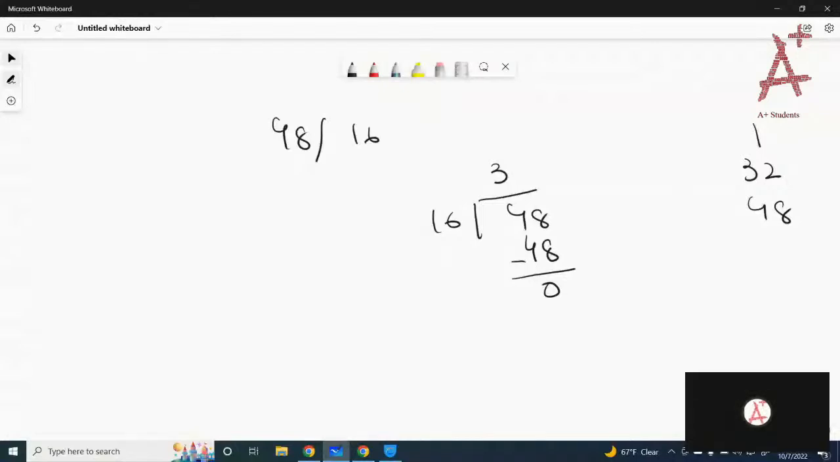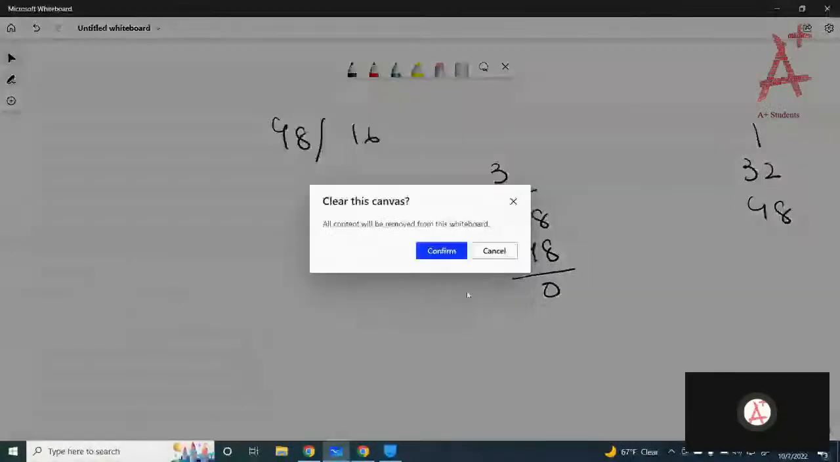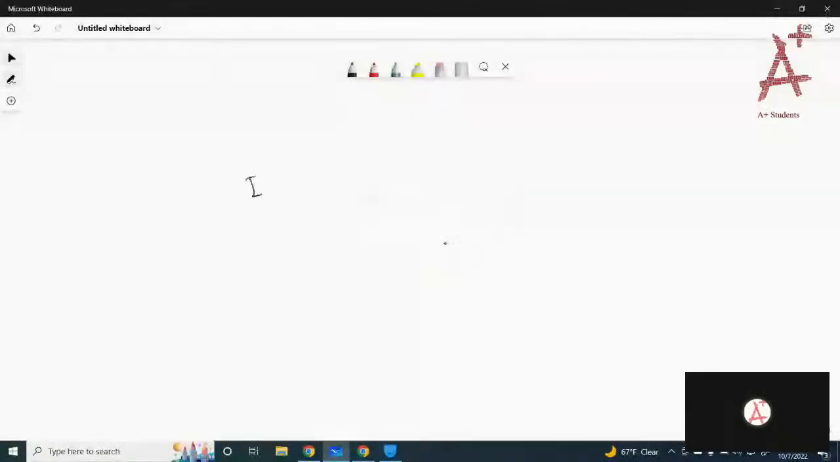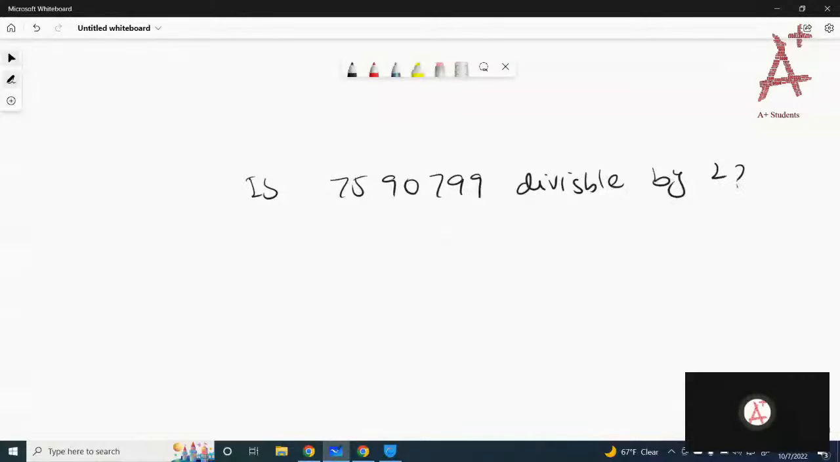Okay, the next is: is 7590799 divisible by 2? Yes or no? Do you know the answer? If you know the answer, write the answer in the chat box.